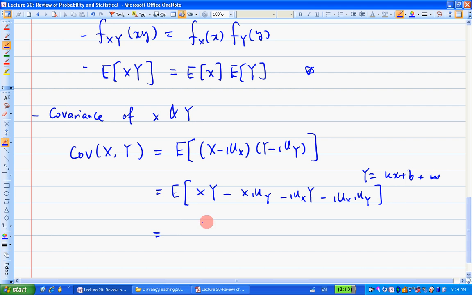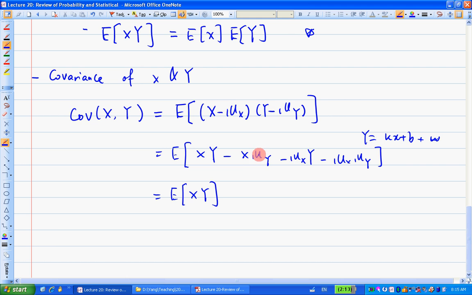If I expand this one here, what do I have? I have the expected value of XY here, expected value of this, expected of this, and expected value of this. This is a constant, this is a constant, so you can take it out of the bracket. Expected of X is mu X, expected of Y is mu Y. So there is a mu X mu Y, mu X mu Y. There are two things, right? And this is plus.